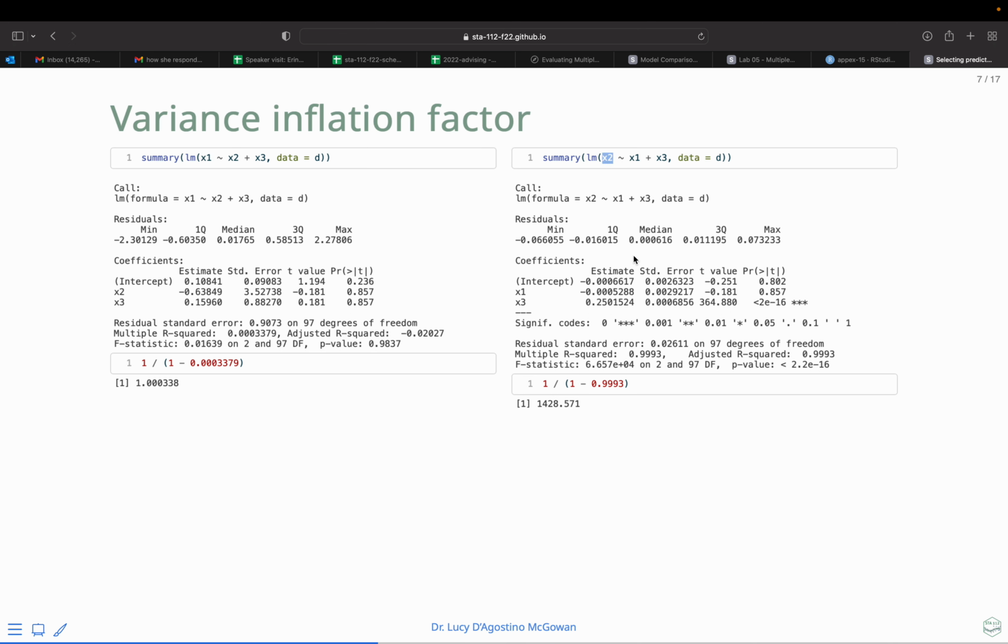However, when I do the same thing with x2 and I get the variance inflation factor for x2, I end up with a huge R squared, pretty close to 1. It's 0.9993. When I look at that, 1 over 1 minus 0.9993, which is the variance inflation factor, I get this number that's over 1,000. It's 1,428. This is huge.